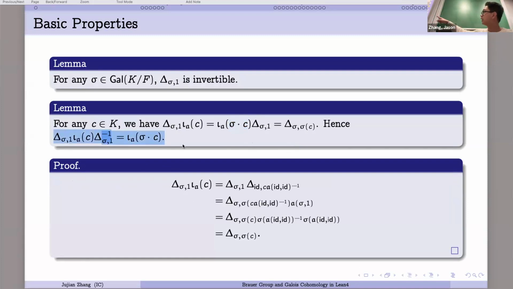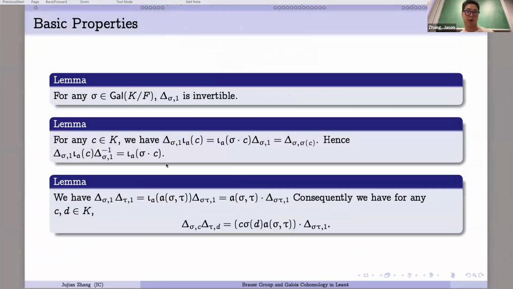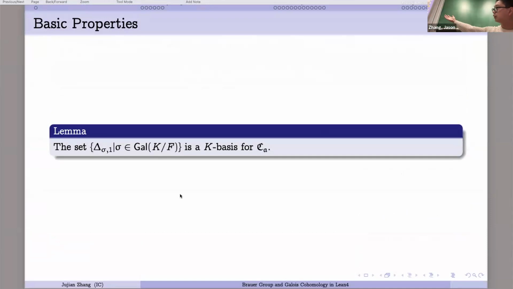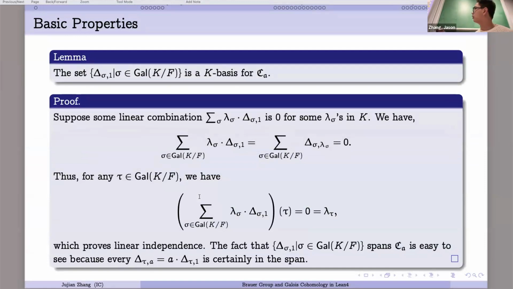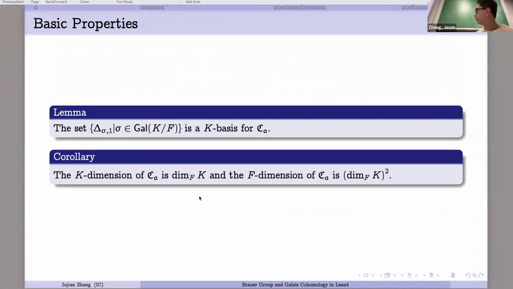Now, if you squint again, this is just saying this delta sigma 1 is a conjugation sequence, and the proof is just calculation. And again, this delta sigma 1 is a K basis, and the proof is not that hard. So I'm just going to skip it. And the corollary is because now we have a basis, we can calculate dimension, and the dimension is actually correct.